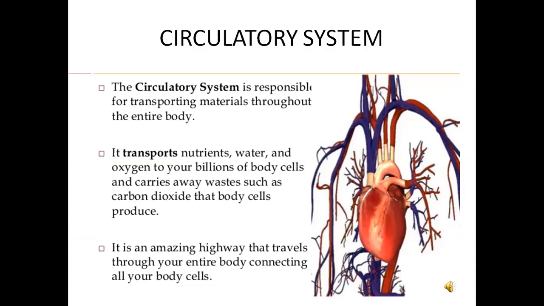Circulatory system. The circulatory system is responsible for transporting materials throughout the entire body. It transports nutrients, water and oxygen to a billion body cells and carries away waste such as carbon dioxide that body cells produce. It is an amazing highway that travels through your entire body, connecting all your body cells.